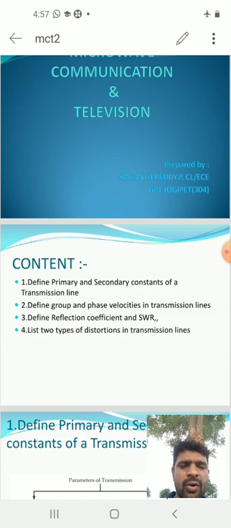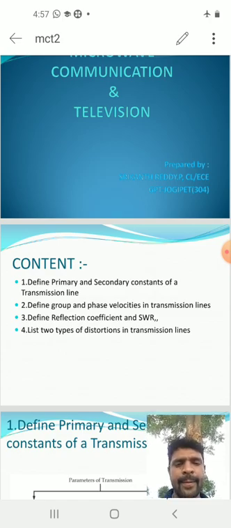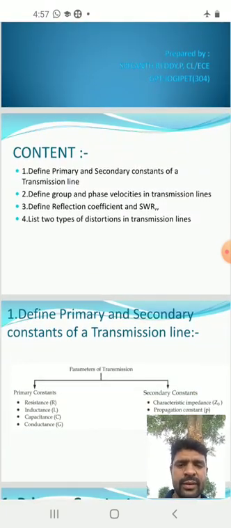Briefly discuss the above topics. Today we discuss four topics: define primary and secondary constants of a transmission line, define group and phase velocities in a transmission line, define reflection coefficient and standing wave ratio (SWR), and list two types of distortions in a transmission line.